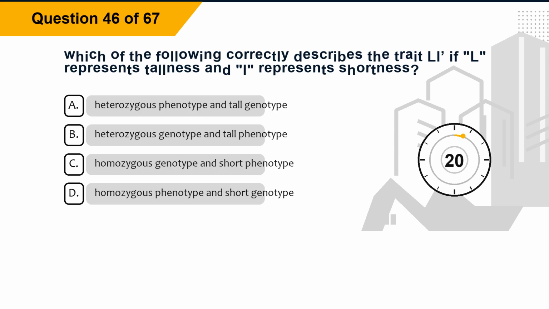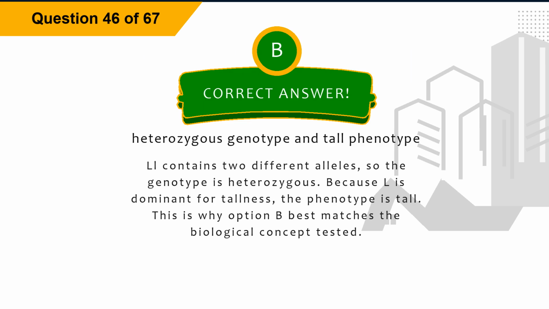Question 46. Which of the following correctly describes the trait Ll, if L represents tallness and l represents shortness? Option A, heterozygous phenotype and tall genotype. Option B, heterozygous genotype and tall phenotype. Option C, homozygous genotype and short phenotype. Option D, homozygous phenotype and short genotype. The correct answer is option B, heterozygous genotype and tall phenotype.